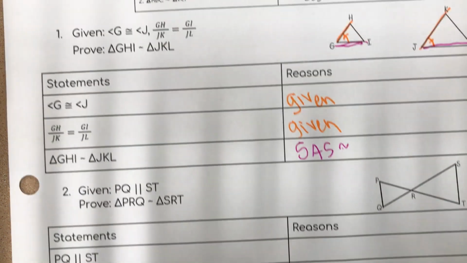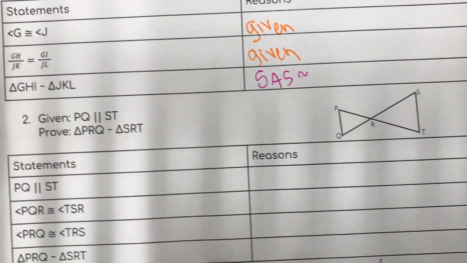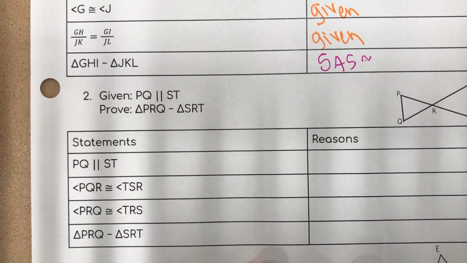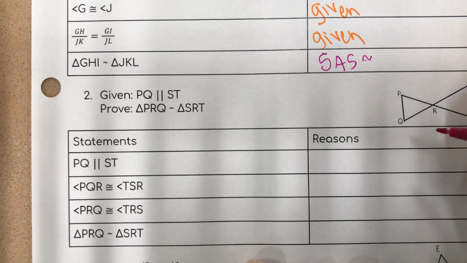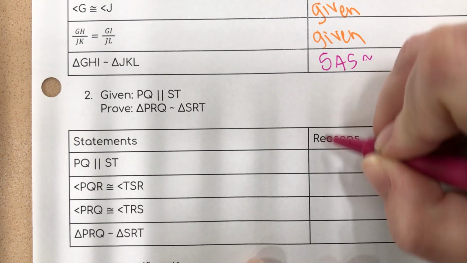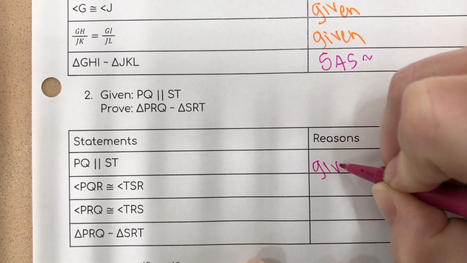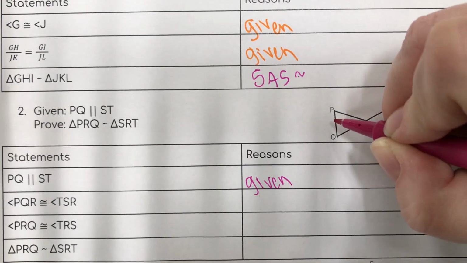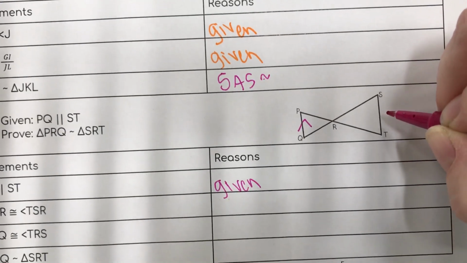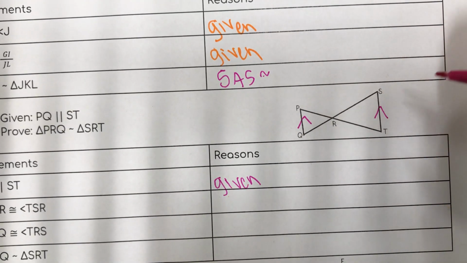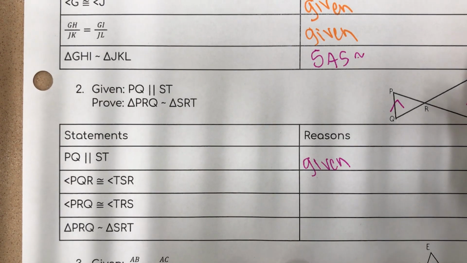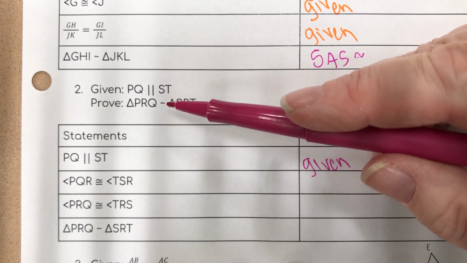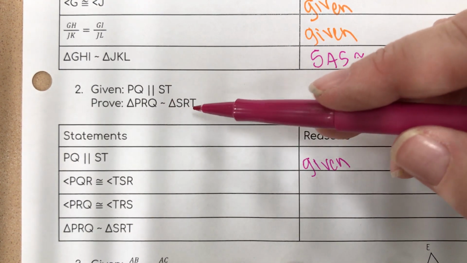Okay, the next example. This one has a bow tie here. So we have PQ is parallel to ST. That is one of my givens. So PQ and ST are parallel. So I'm putting in my parallel markings there. And it says, prove that triangle PRQ is similar to triangle SRT.